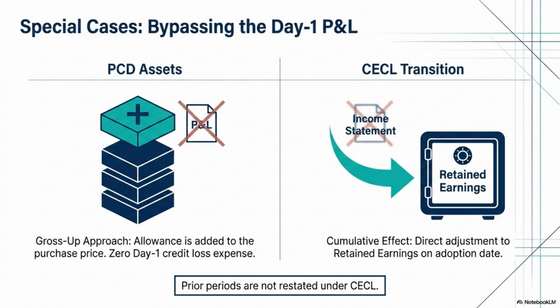Second, the CECL adoption transition entry bypasses the income statement entirely. The cumulative catch-up goes directly to retained earnings, with any tax benefit recorded as a deferred tax asset. Prior periods are not restated.